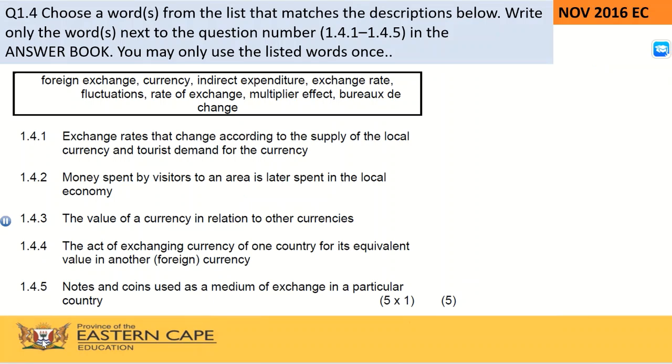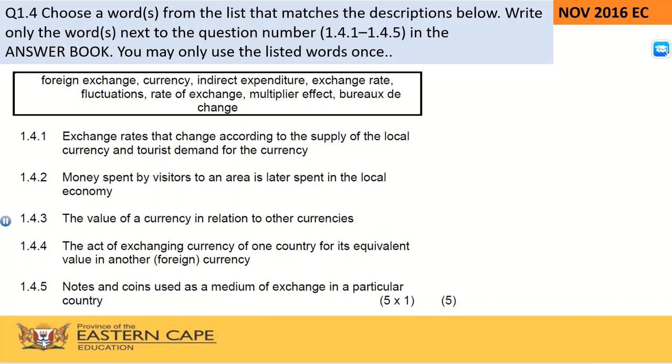The first extract is from the November 2016 Eastern Cape examination paper and comes from the short questions, section A in your exam paper. The instruction is choose a word from the list that matches the descriptions below. Right? Only the words next to the question number in the answer book. You may only use the listed words once.